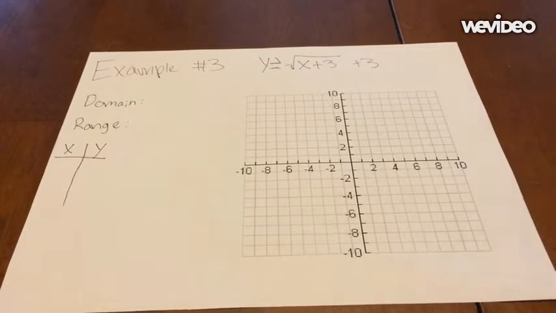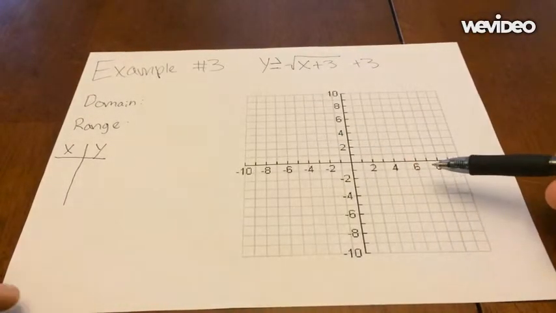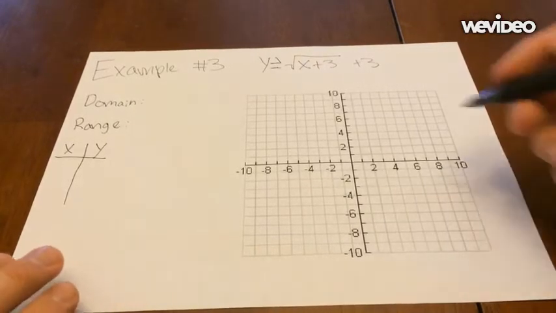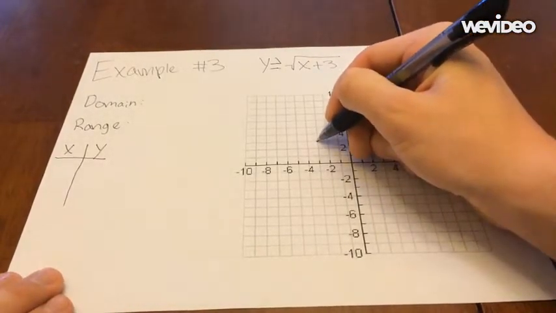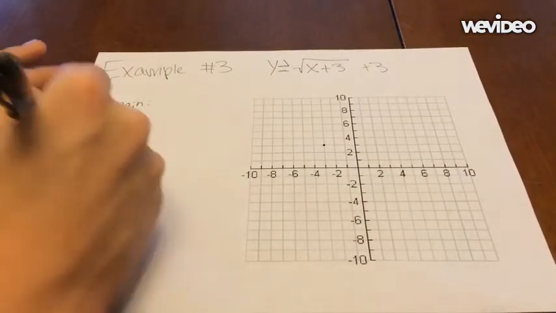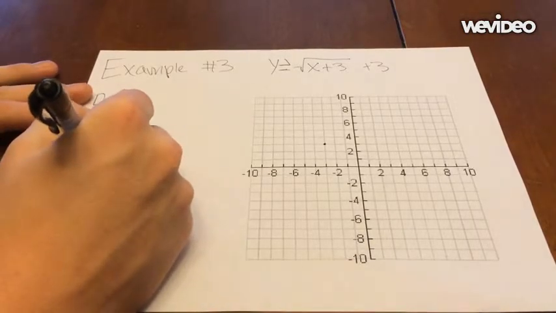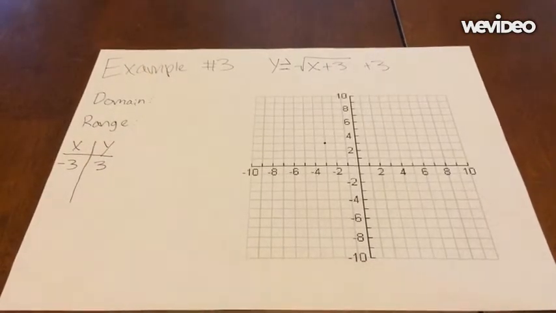So here we have a positive h, so it's going to be moved 3 over to the left, and then we've got a positive k, so it'll be moved up 3. So it's going to be right here at negative 3, 3. We're going to go ahead and plot that point on our table right here. We're going to have x is negative 3 and y is positive 3.